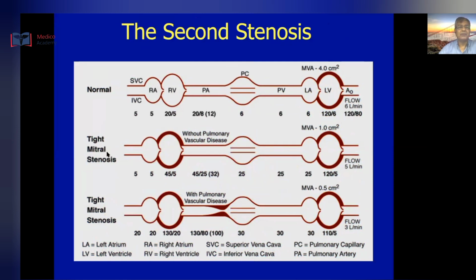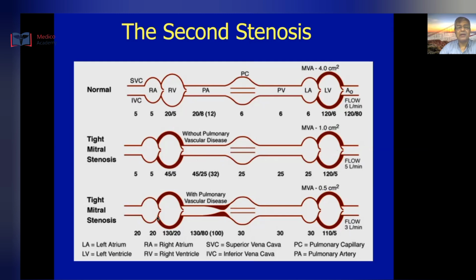When the patient develops mitral stenosis, initially in the right ventricle, there's a rise in the systolic pressure, and this systolic pressure gets reflected as a rise in the pulmonary pressures also. In the pulmonary artery, the systolic as well as diastolic pressures rise. However, there is no change as far as the left heart is concerned.